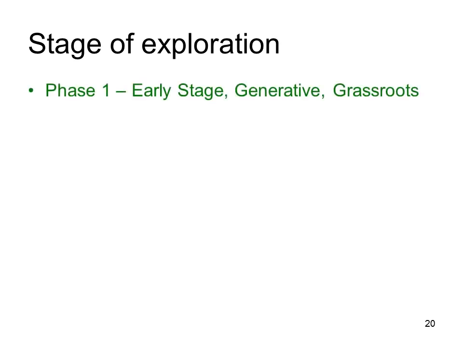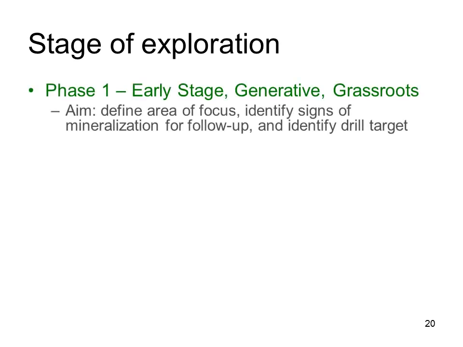There are several ways of classifying exploration programs, i.e. a program that has not reached feasibility study. But most divide the process into three. Phase 1 exploration, also known as early stage, generative, or grassroots. At this stage, the objective is to define the geographic area of focus, identify signs of mineralization for follow-up, and identify drill targets. Programs at this stage will require regional targeting tools, and I'll go into these in some detail shortly.